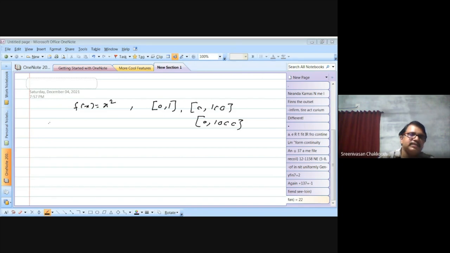Another example which I can give in this context is the function f of x equal to square root of x, for x belongs to 0 to infinity. If you compare x square and x, x square grows rapidly. If you compare x and root x, then the growth is lesser in the case of square root function. Let us see what happens.